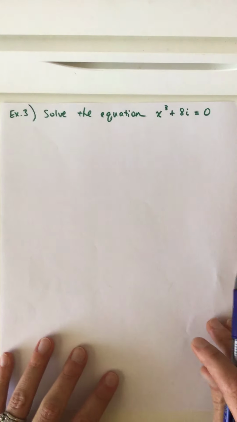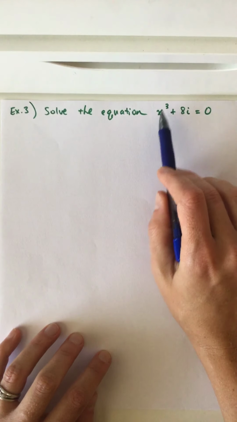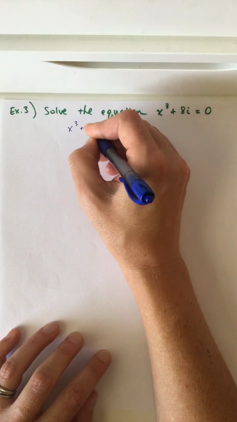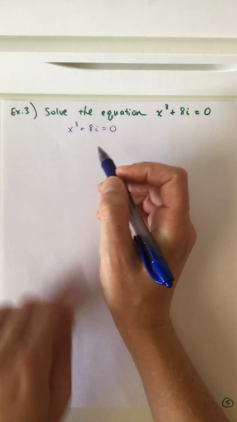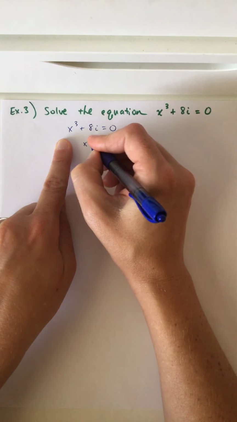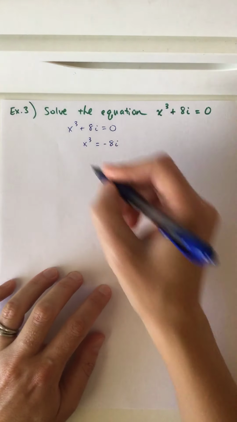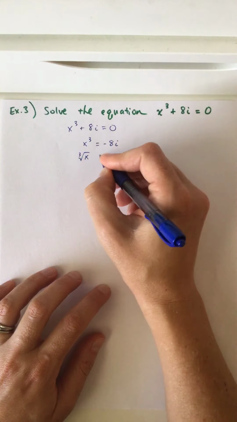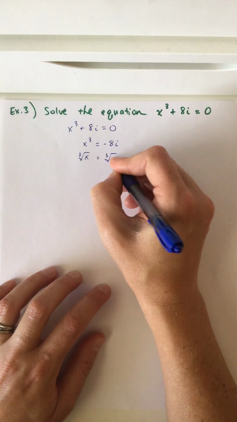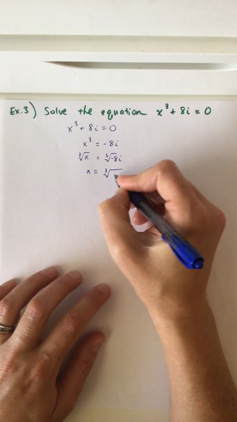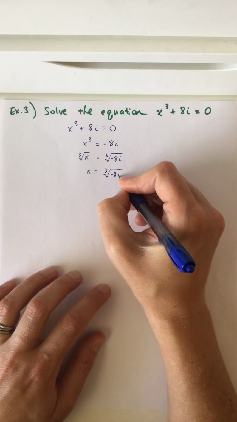Let's take a look at one more example. Our goal here is to solve the equation x cubed plus 8i equals 0. Isolating x, we can start by subtracting the 8i term over to the other side, and then we want to take the cube root of x, the cube root of negative 8i. So our solutions are going to be the cube roots of negative 8i.